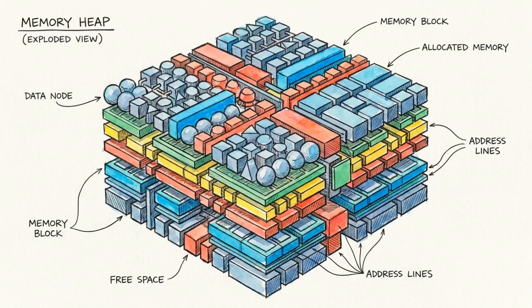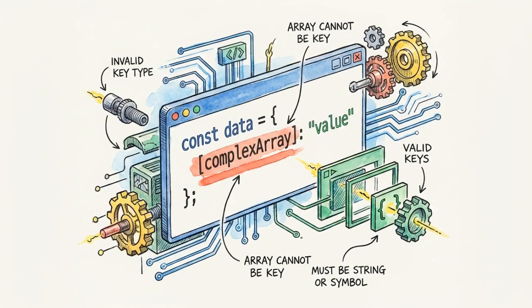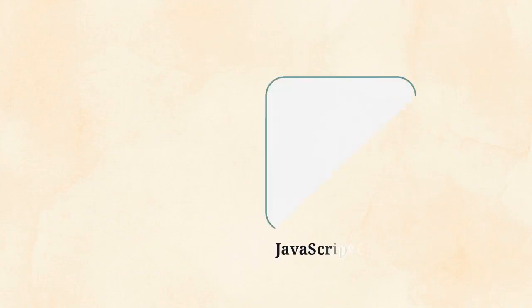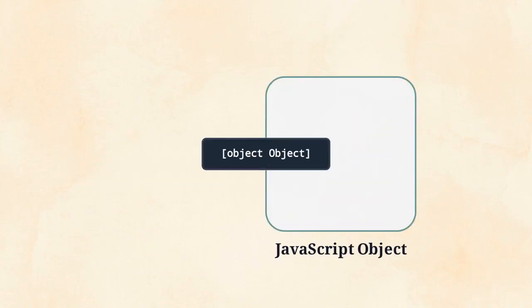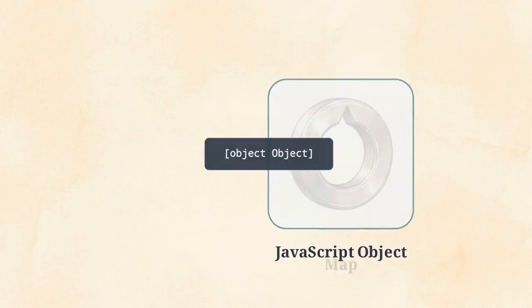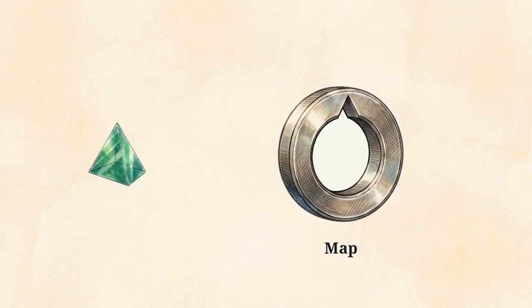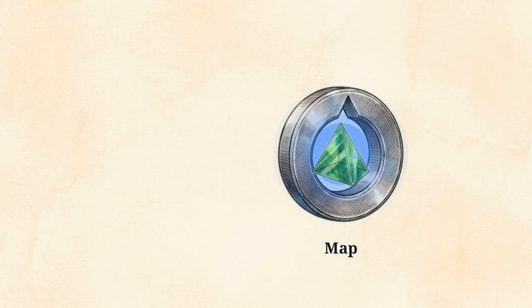Preventing crashes is only the first step. Long-running applications must also manage where data lives, the memory heap. Standard objects are frequently used as maps to link keys to values, but objects can only use strings or symbols as keys. If you use an object as a key inside another object, the engine coerces it into the string "[object Object]", destroying the original memory reference. The Map class solves this by maintaining precise memory identities, allowing complex objects as direct keys.